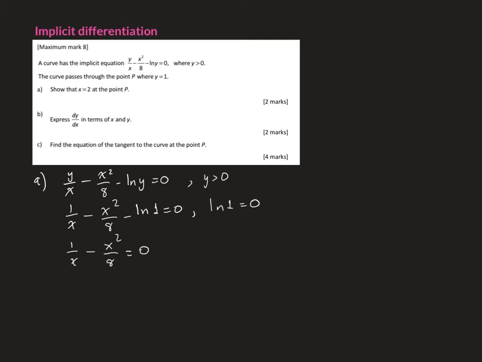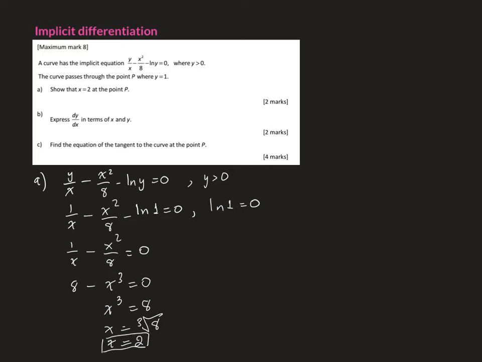At this point, I would like to multiply everything by x to get rid of that x in the denominator. And I'm also going to multiply by 8 to get rid of the 8 in the denominator as well. So this is going to be 8 minus x to the power 3 equal to 0, which means x to the power 3 is equal to 8. x is equal to the cube root of 8. And we know that that means x is equal to 2.